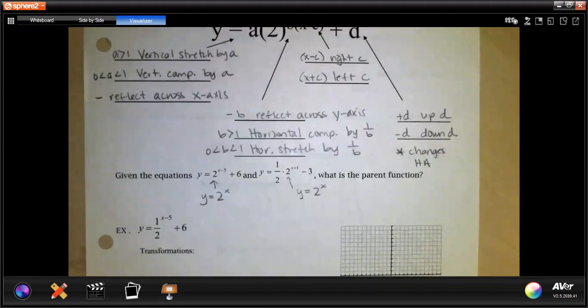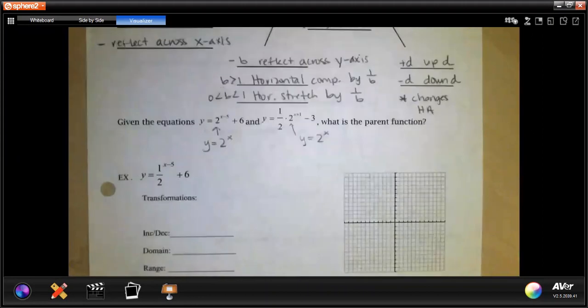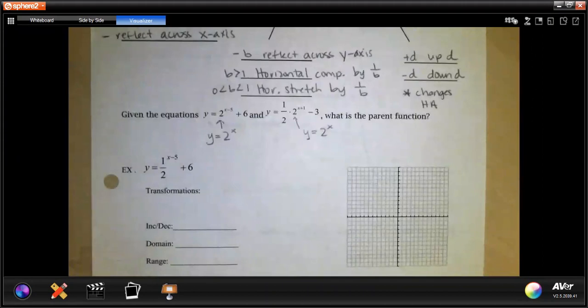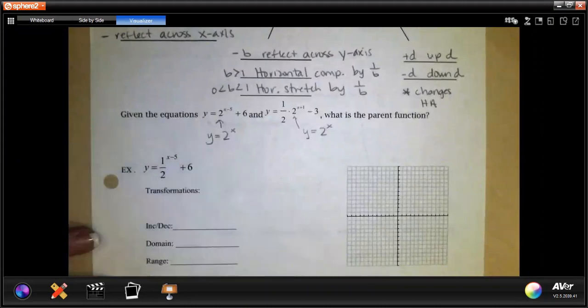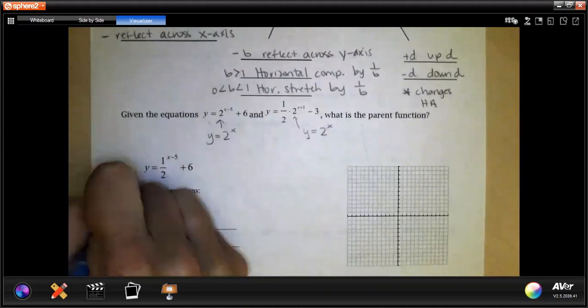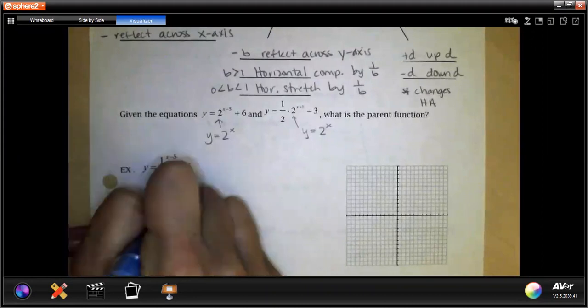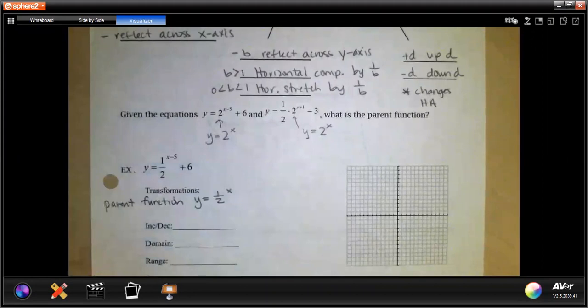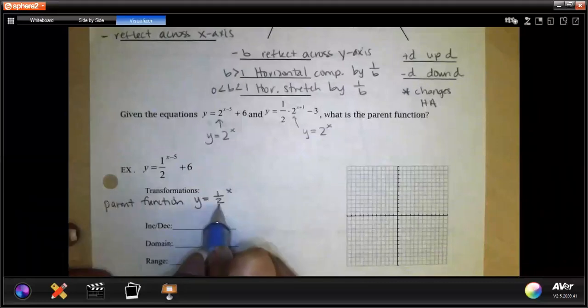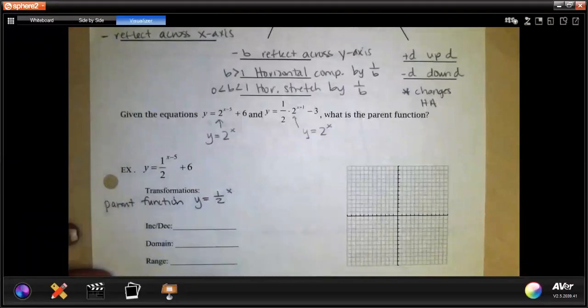All right, so we're going to look at some examples here, and we'll start with this first one. We've got y equals 1/2 to the x minus 5 plus 6. 1/2 is what's being raised to the power. So our parent function is y equals 1/2 to the x power. So this is a decay because this value is between 0 and 1 that's being raised to the x power. So that is a decay, exponential decay.